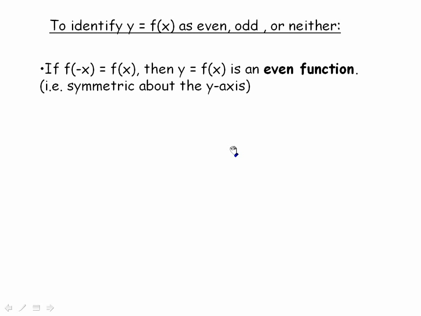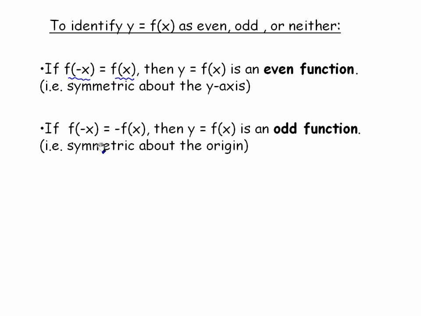As you may have concluded when you were looking at the three previous graphs, if we have f at negative x equal to f at x, then we say that the function is even. So that's why we would have the quadratic being this. It means that if you replace x with negative x, you end up with the same function. And then, if you replace x with negative x and you get a negative version of the function, negative f at x, then we say that it is an odd function, which means it's symmetric about the origin.